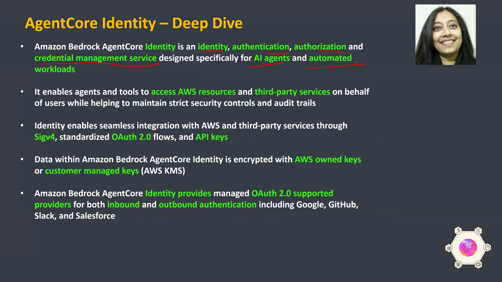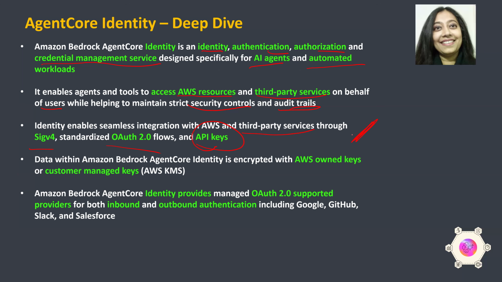AgentCore Identity enables agents and tools to access AWS resources and third-party services. Of course, it enables these tools and agents to access these resources on behalf of some user or some client application. And it does this by maintaining strict security controls and audit trails. Identity enables seamless integration with AWS and third-party services through SigV4, OAuth 2.0, and API keys. Three mechanisms.